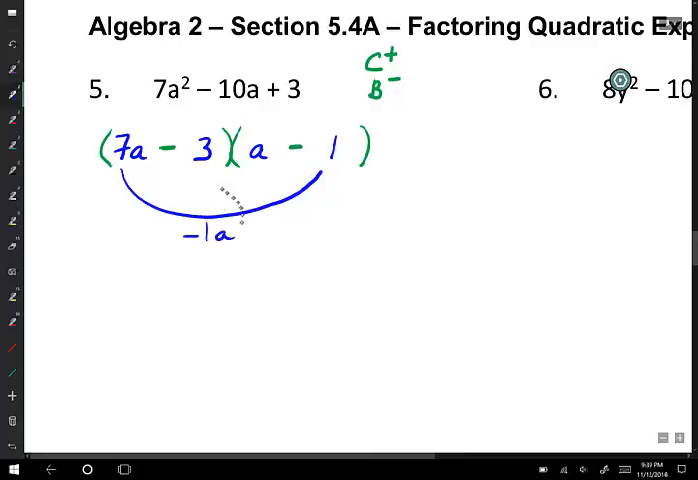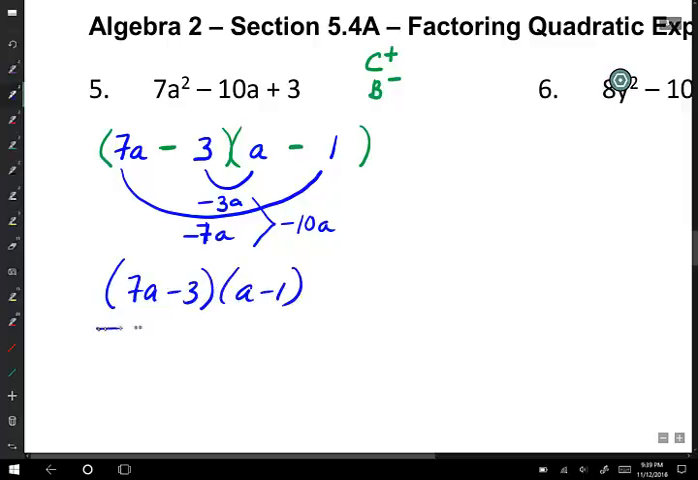Negative 1a, negative 3a. Sorry, that first one was negative 7a. Well, that combines to negative 10a. And so once again, we were good. Our answer is 7a minus 3 and a minus 1.